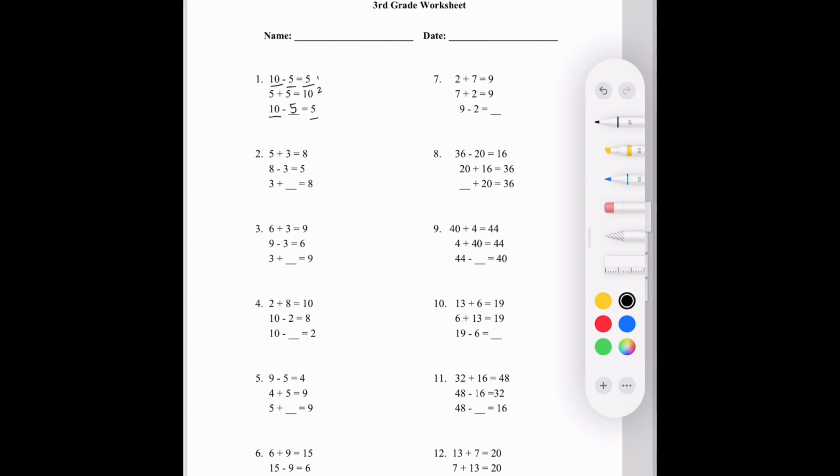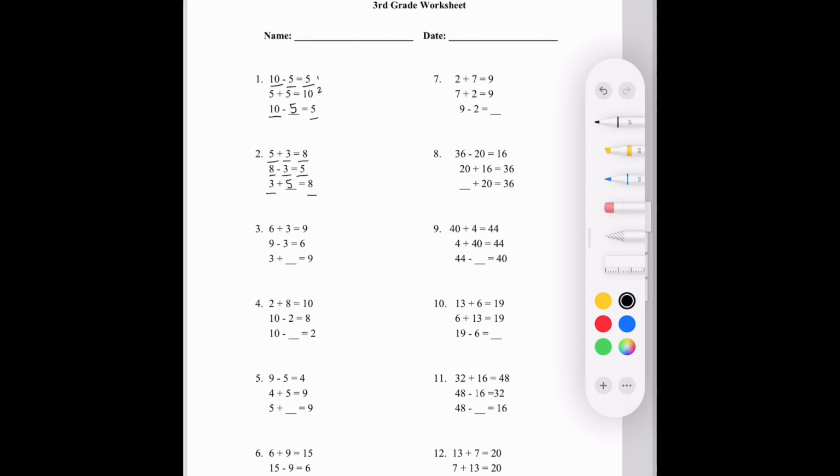Similar to number 1, number 2 is also the same idea. The numbers 5, 3, and 8 are used in the first and second equation, which means that the 3 numbers should be used in the third equation as well. In the third equation, we so far have the numbers 3 and 8, which means that the number 5 would be in the blank. If we want to check our answers, we can ask ourselves, what is 3 plus 5? And 3 plus 5 is 8, which means that our answer is correct.